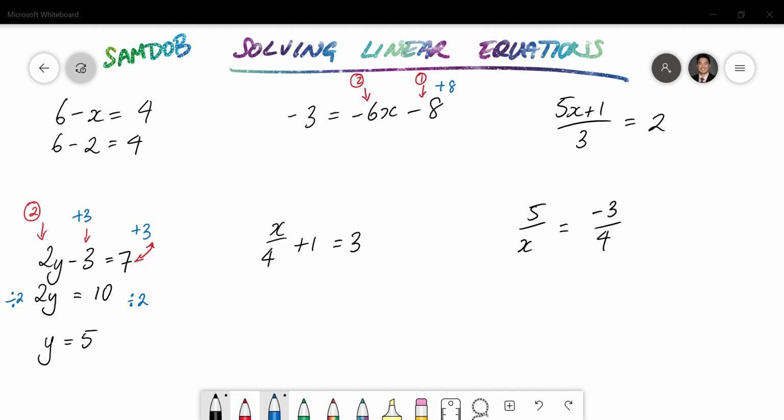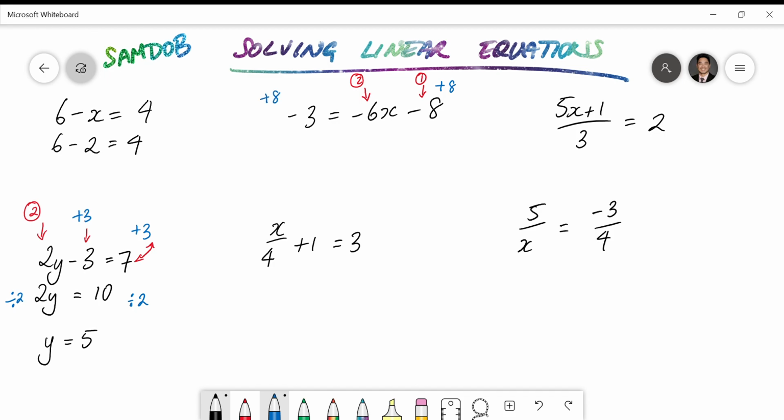And because we're adding 8 on one side, we need to do the same thing to the other. So add 8 on this side. And so what we're left with is minus 6x is equal to, now positive 8 minus 3 is 5. Okay, so now we're left with minus 6x equals 5.